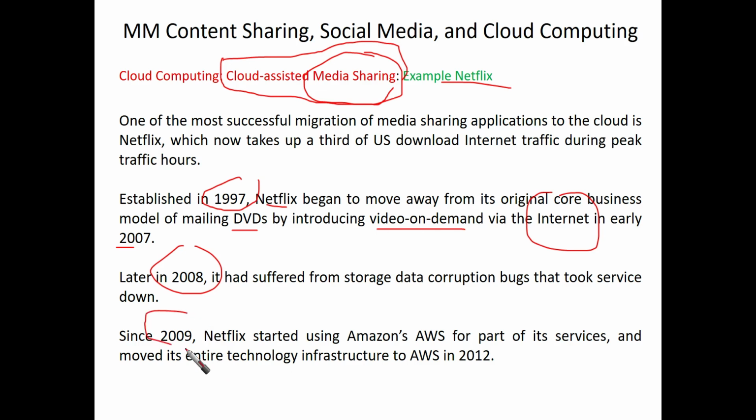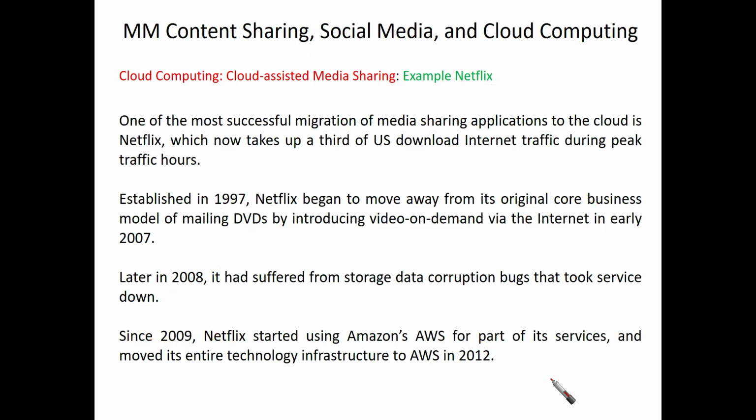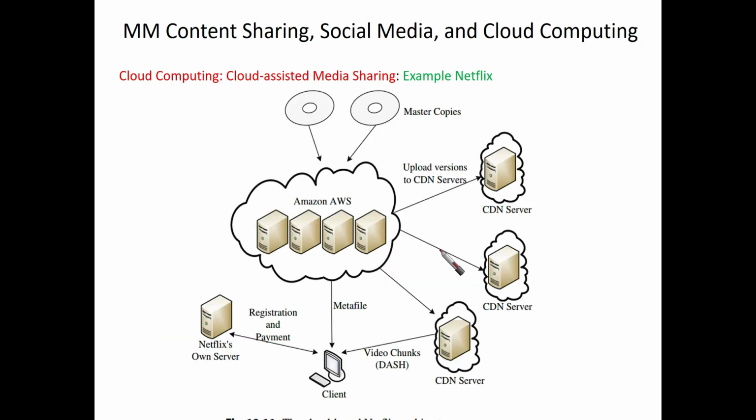Then 2009 came, and Netflix started using Amazon's AWS, Amazon Web Services. That means they basically rely on the Amazon servers. This is very interesting. And in 2012, they completely shifted their technology infrastructure to Amazon AWS. This is Amazon Web Services.